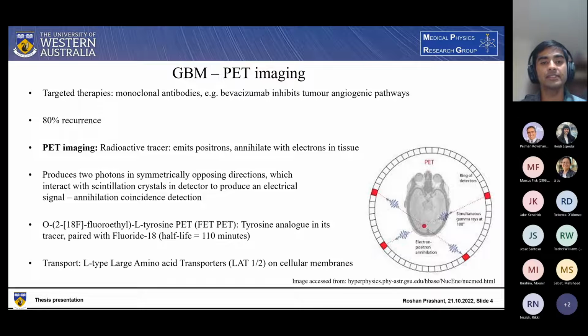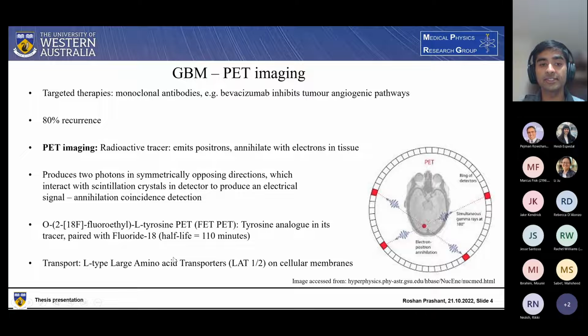This involves the injection of a radioactive tracer, which emits positrons, which annihilate with electrons in the tissue. As illustrated by this diagram here, the annihilation between the electron and the positron produces two photons that travel in symmetrically opposing directions, which then interact with scintillation crystals in the detector that surround the individual, and this produces an electrical signal. This phenomenon is known as the annihilation coincidence detection, and is how PET images are produced.